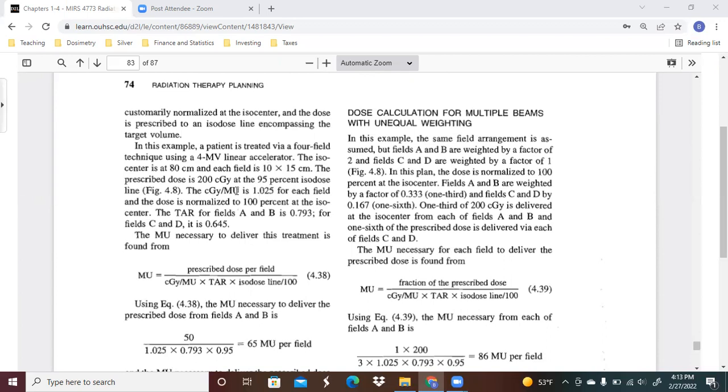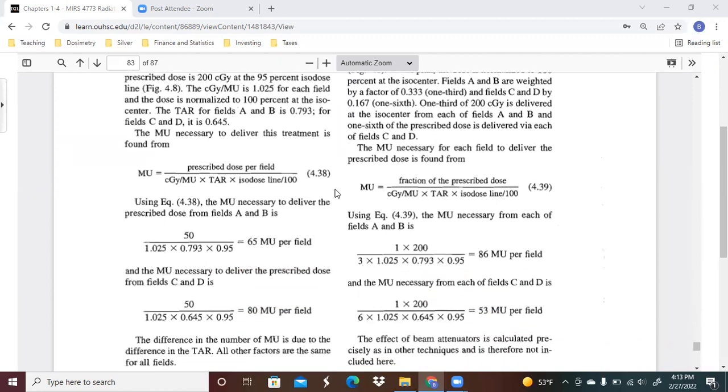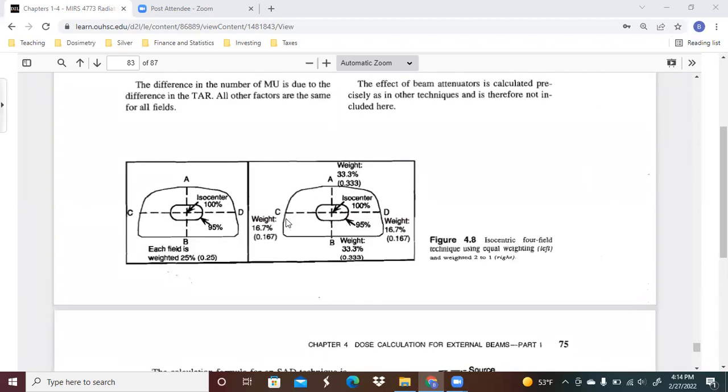TAR for fields A and B is 0.793, and for fields C and D, it's 0.645. We're going to go through the calculations here for the MU. We'll find out here that for A and B, it's 65 MU per field. For C and D, it is 80 MU per field.